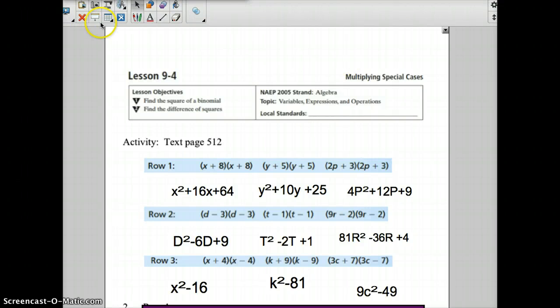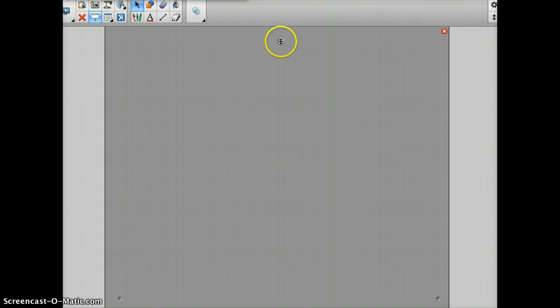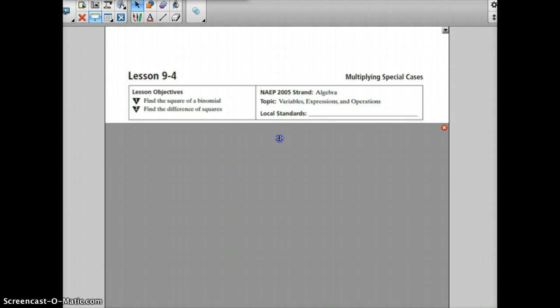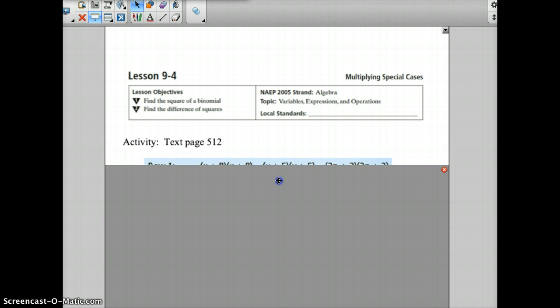Welcome to lesson 9.4. We are still looking at multiplying binomials today. Recall yesterday we talked about the FOIL method, which has us multiplying our first, outer, inner, and last terms. If we look at our first row of activities here, we've got a binomial times a binomial again.